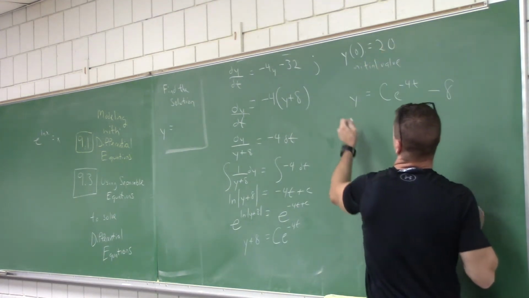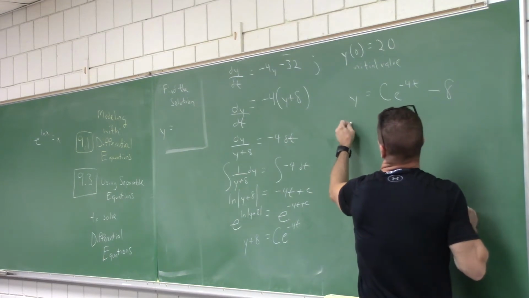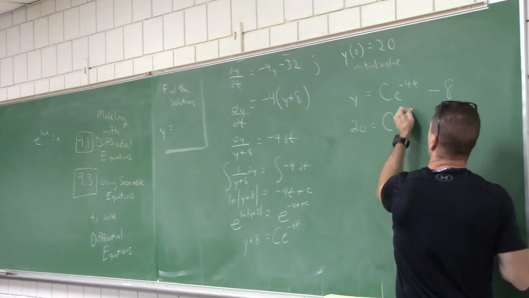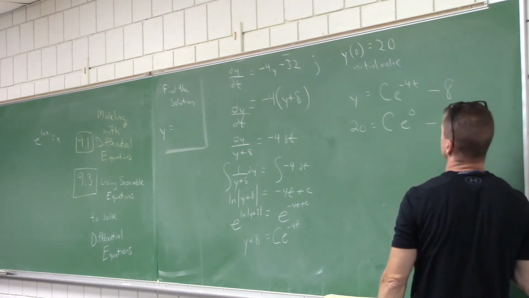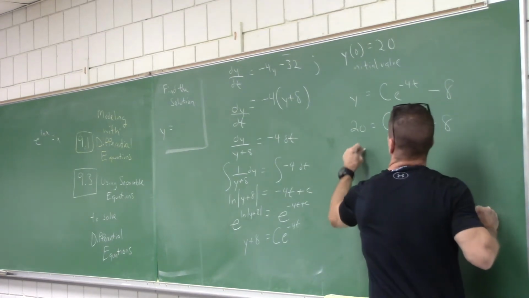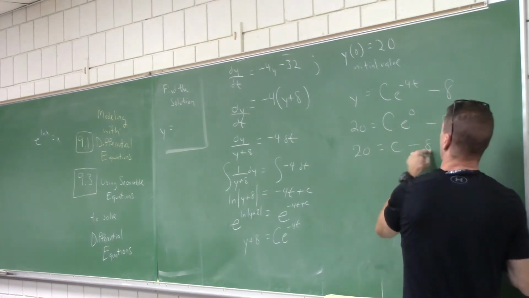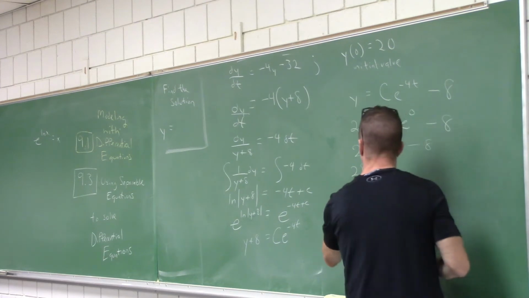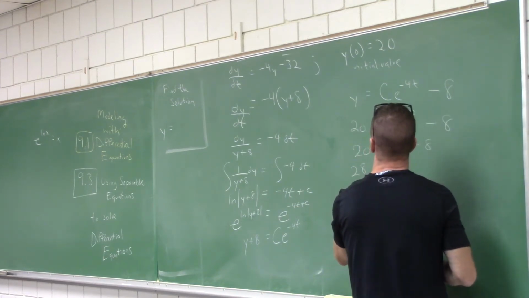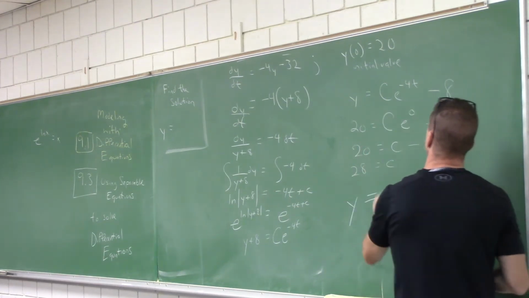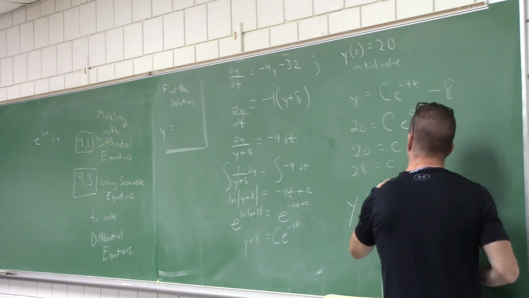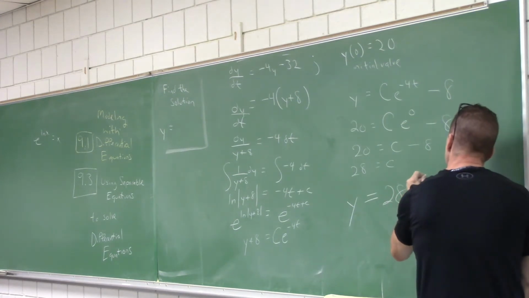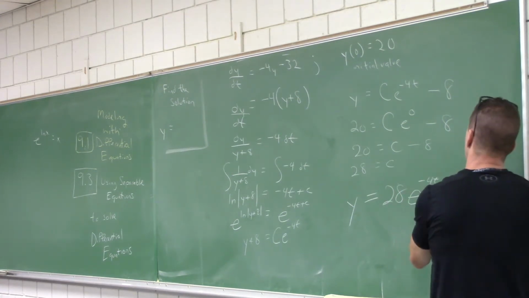In this case, everyone, let's figure this out. Where do I put the 20? We're now trying to solve for C. y equals 20. Big old C e to the negative 4 times 0 minus 8. What's e to the 0? 1. I think we know what C is. Add an 8 on both sides. C is 28. So my final answer: y equals 28e to the negative 4t minus 8.